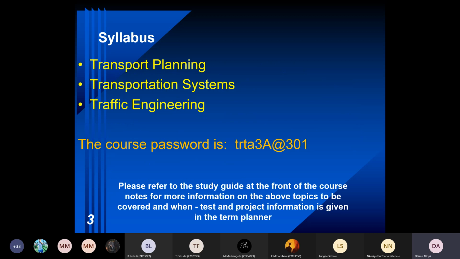So the syllabus, basically there's three chapters or sections. Transport planning, which is a very short section, which we'll complete today. And then transportation systems and traffic engineering.